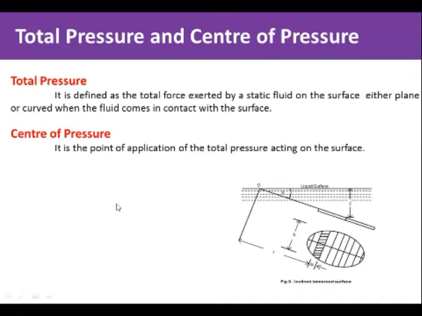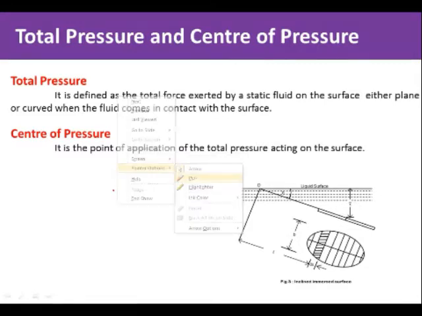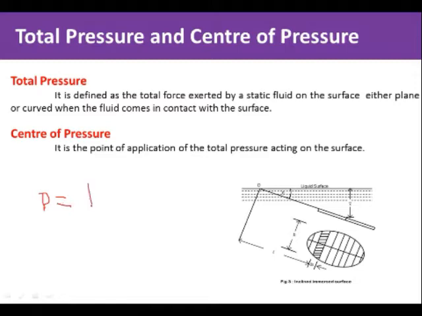What is total pressure? First of all, don't get confused between total pressure and intensity of pressure. Intensity of pressure, denoted by small p, or simply pressure, is the force acting on the fluid per unit area. And total pressure, capital P, is the force exerted on the static fluid when a surface or any body is immersed inside the fluid.